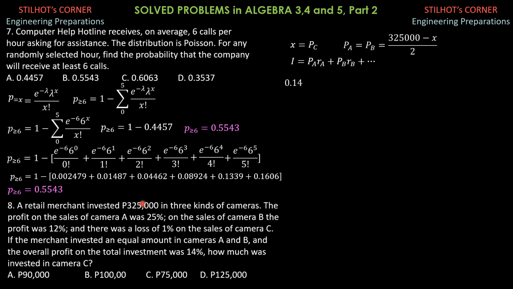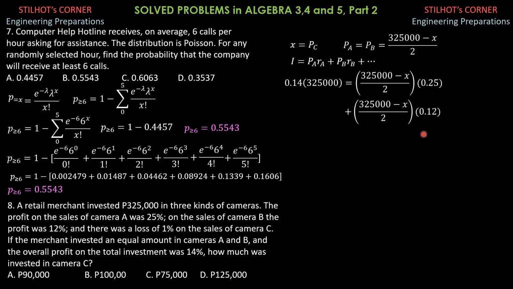325,000 is equal to the quantity 325,000 minus X all over 2 times 0.25, plus that of B, which is the same principal, the same amount invested, then times 0.12.